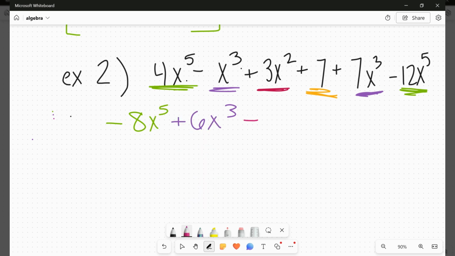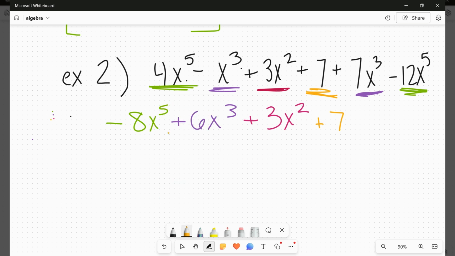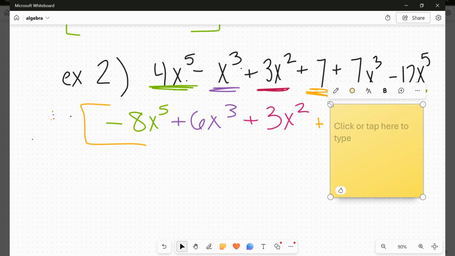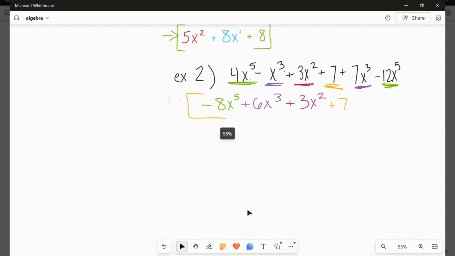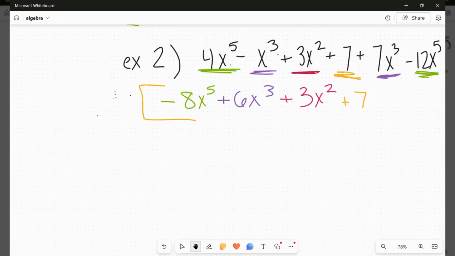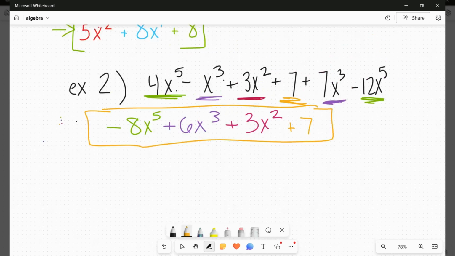And then we have a plus 3x squared because there's nothing to combine it with. And same with our plus 7. Nothing to combine it with there, right? And we're done. So these aren't too bad, right? It's just making sure we group the terms correctly. So that's why it's really important to know what degree is.